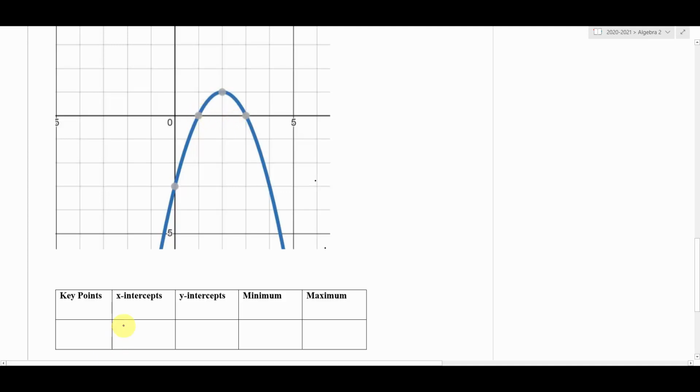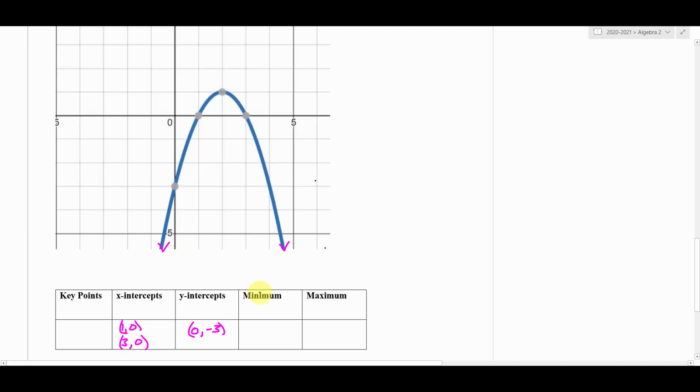One is at 1, 0. I have a second x-intercept here, so that's 1, 2, 3. So this one will be at 3, 0. And remember, you can find those in your table on your calculator as well. Okay, y-intercepts, where does the parabola cross the y-axis? It crosses right here. And that's going to be at 1, 2, 3, so that's negative 3. So this one's going to be at 0, comma, negative 3.